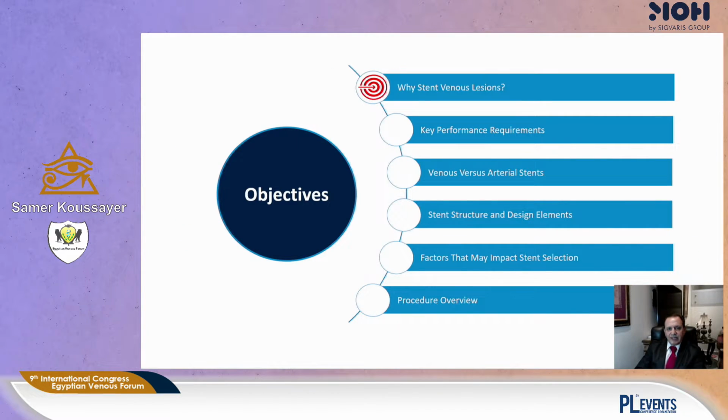To achieve that, I divide my presentation into 6 steps. First one, why venous stenting? Key performance requirements, venous versus arterial stent, stent structure and design elements, factors that may impact stent selection, and finally, procedure overview. So let's start with the first part, which is: why stent venous lesions?